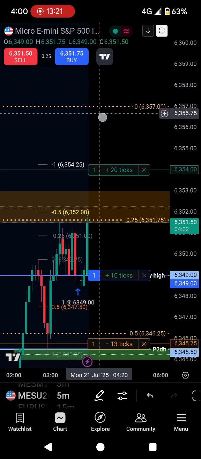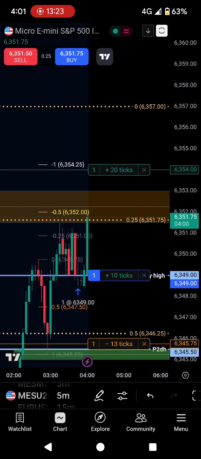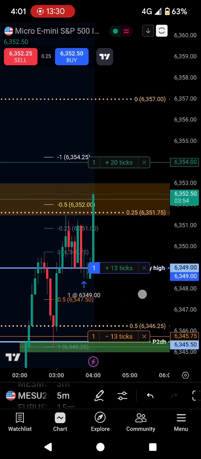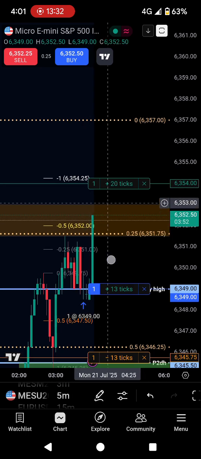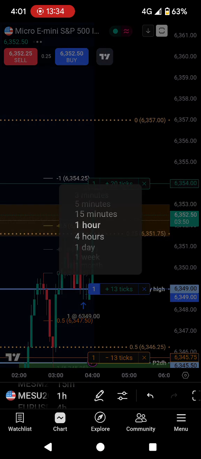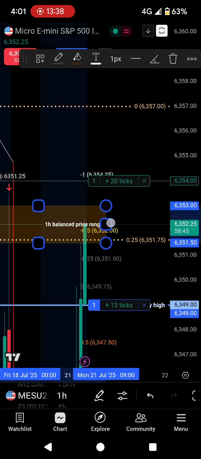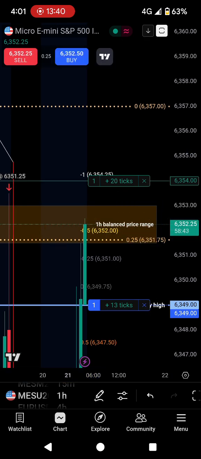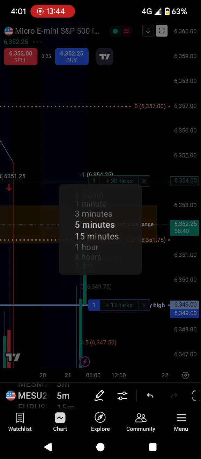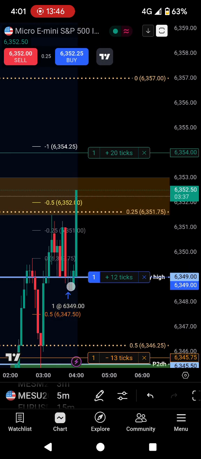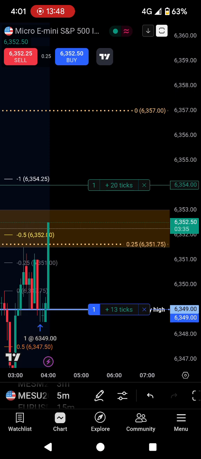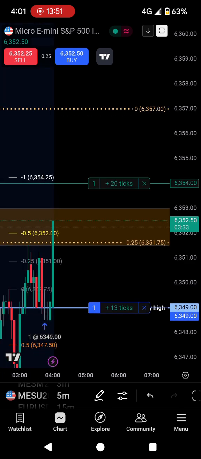And this is basically the weekly high. Okay, shooting through above the 1 hour balance price range right now, which is what I like, which is what I want to see. I don't want to see it respect the CE of it. I want to see it just shoot above it and not respect it. That's what I want to see. Very nice reaction here.